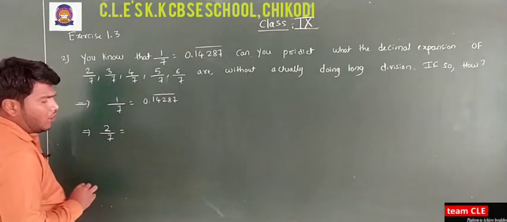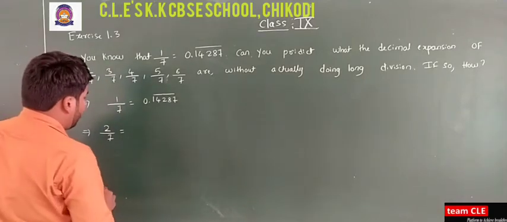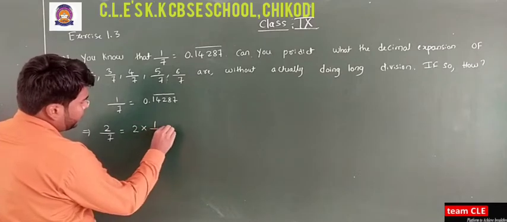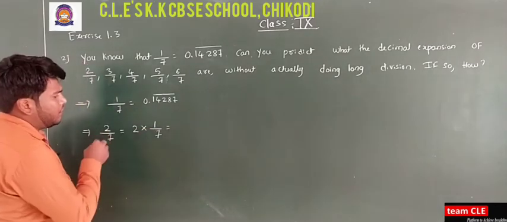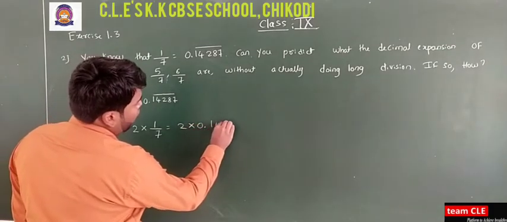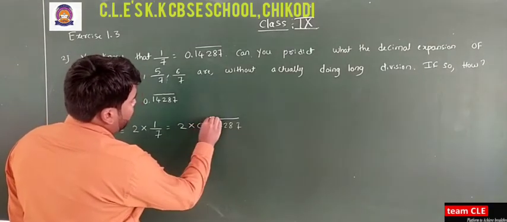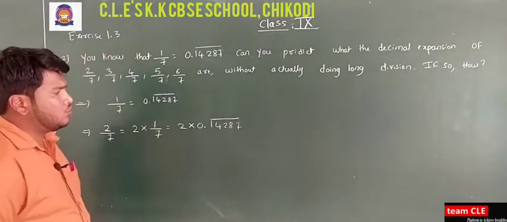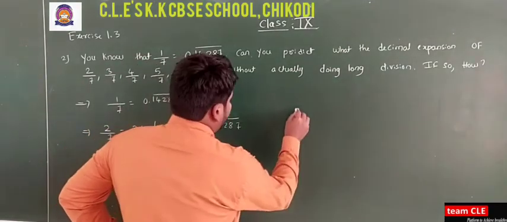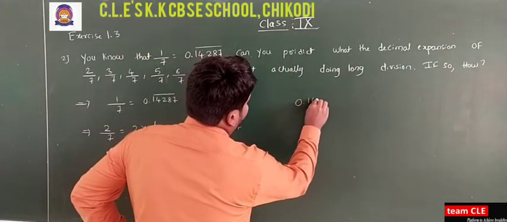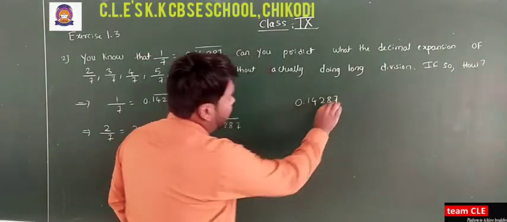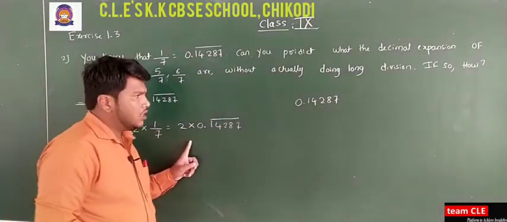Without long division, to find 2 by 7 I write it as 2 into 1 by 7. You know that 1 by 7 is 0.142857 with a bar, so I need to multiply this by 2. Just go with simple multiplication: 0.142857 into 2.